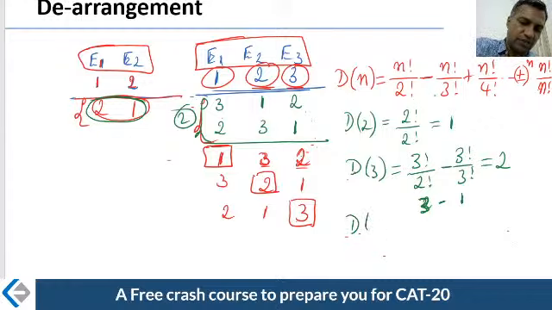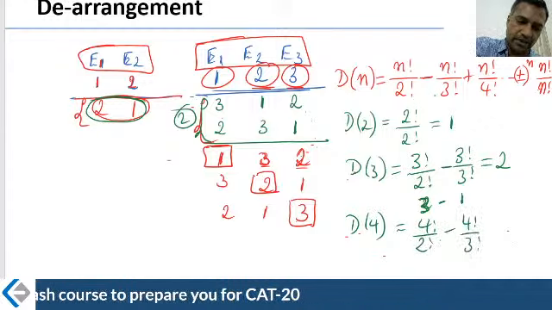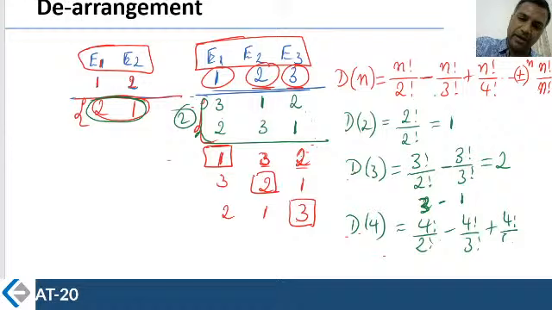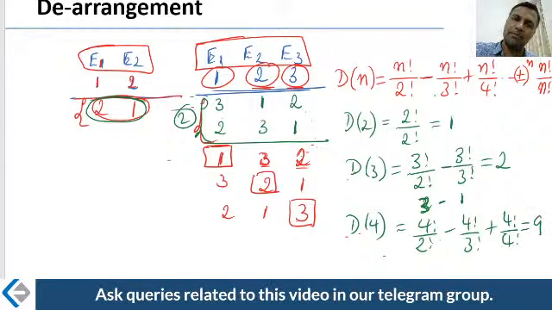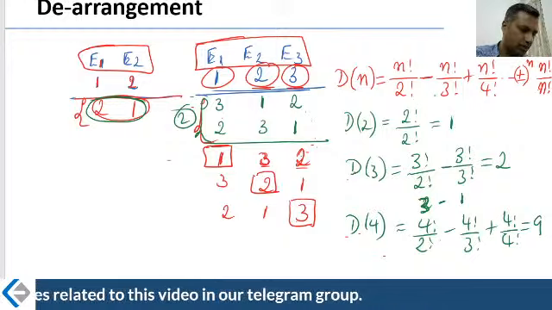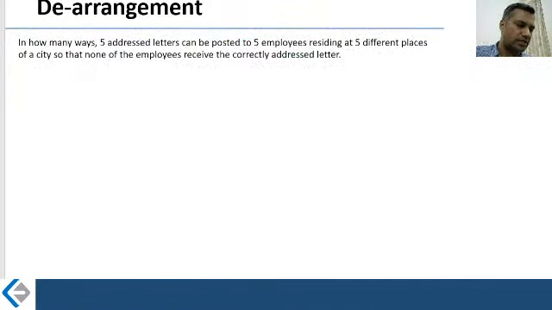Hey, what about the dearrangement for 4? Dearrangement for 4 is 4 factorial by 2 factorial minus 4 factorial by 3 factorial plus 4 factorial by 4 factorial. Stop it. Just add up these values here. The result becomes 9. I hope all of you got the understanding of dearrangement. We'll do a couple of questions and then we'll call it, so that you will understand the meaning of this.